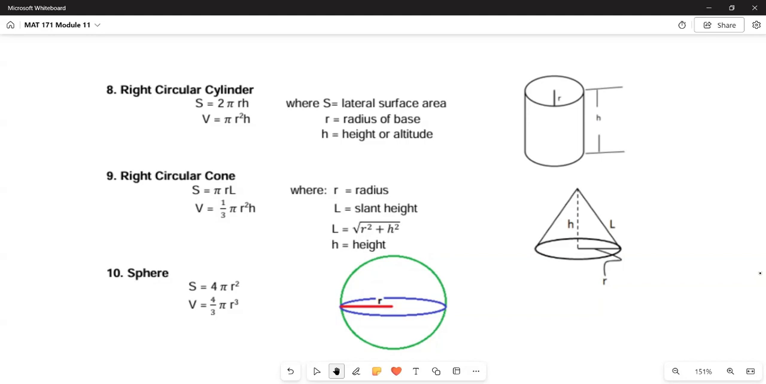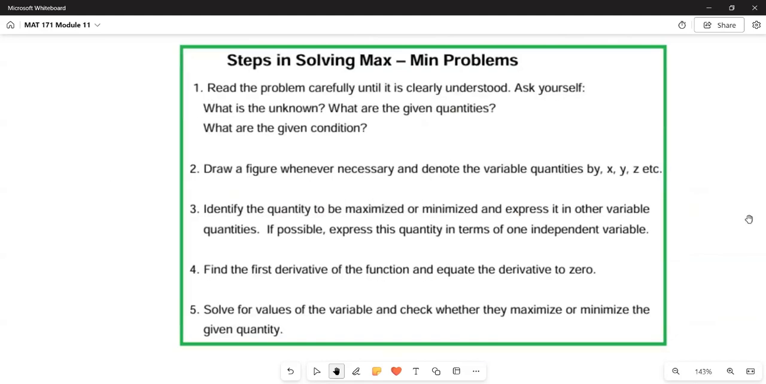And for its volume, it's 4/3 pi r cubed. Okay, so these three are the ones we will encounter most later in our problems. So if you don't know the formulas for our shapes and solids, we can't solve our optimization problems. So for us to be able to solve optimization problems in an easier way, we have here guidelines and steps to solve them. As I said, we have 5 steps. We could use these to solve optimization problems when it comes to maximum and minimum values.